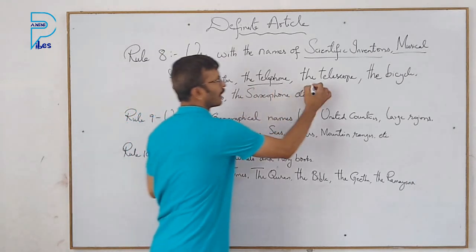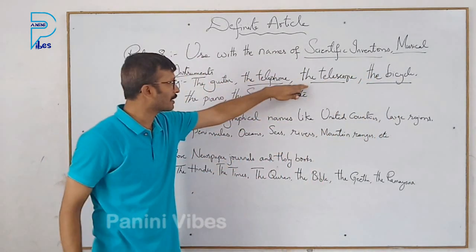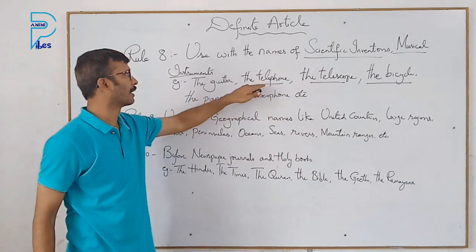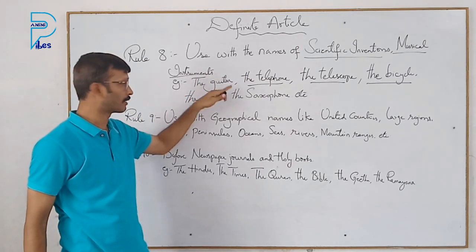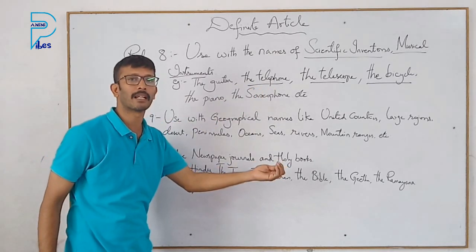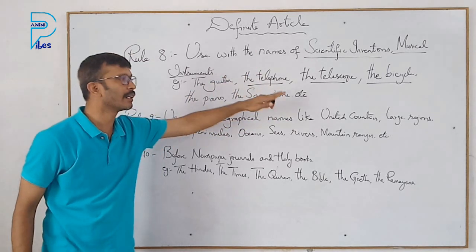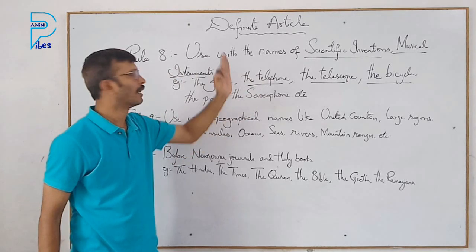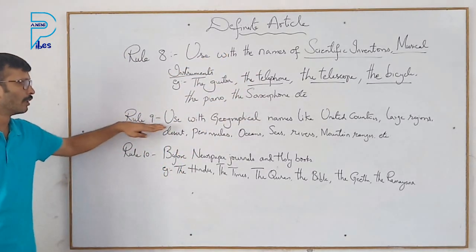So telephone, telescope, bicycle, these are scientific inventions, so in front of them we use the definite article. For example, the guitar is a musical instrument: the guitar, the piano, the saxophone. When we talk about instruments, we use the definite article, and when we talk about scientific inventions, then we use the as a definite article in front of them.